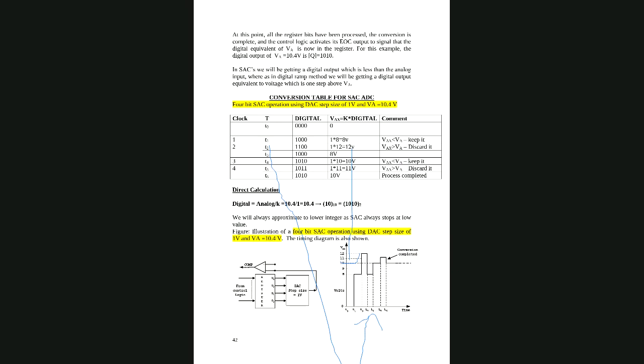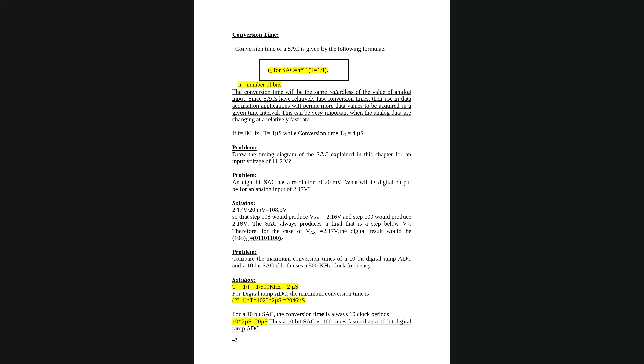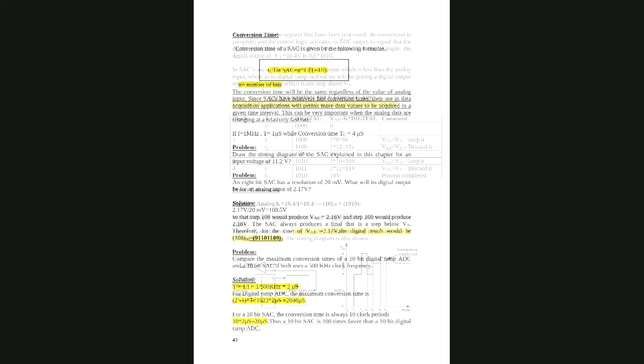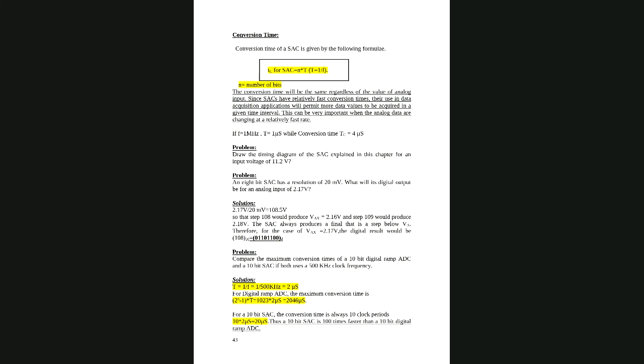Then we see the conversion time, because it is the number of bits only. Why? Because we just check the bits from MSB to LSB. We just check the bits, so it is the number of bits, n times t. It is always constant, n times t.